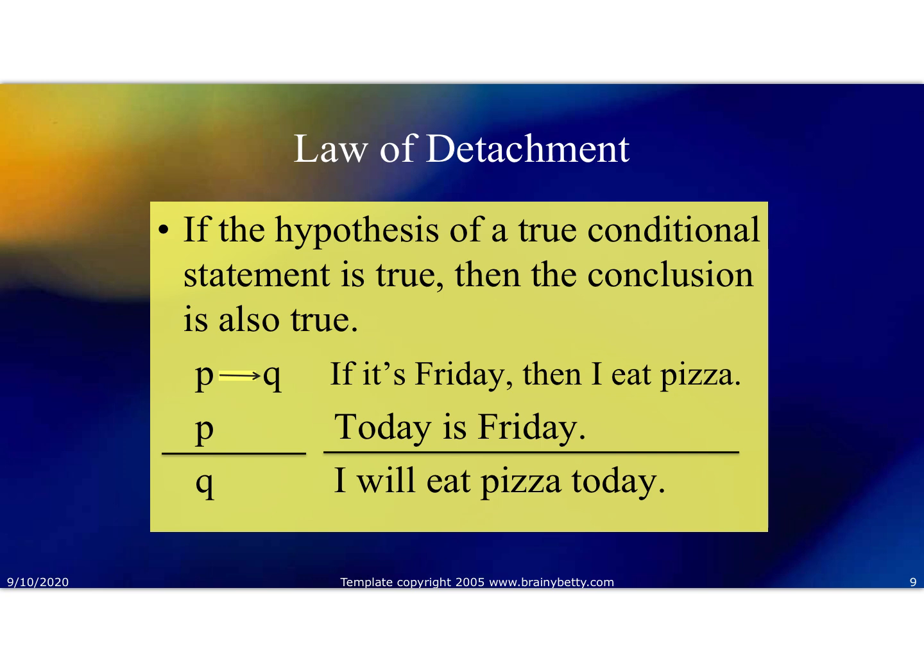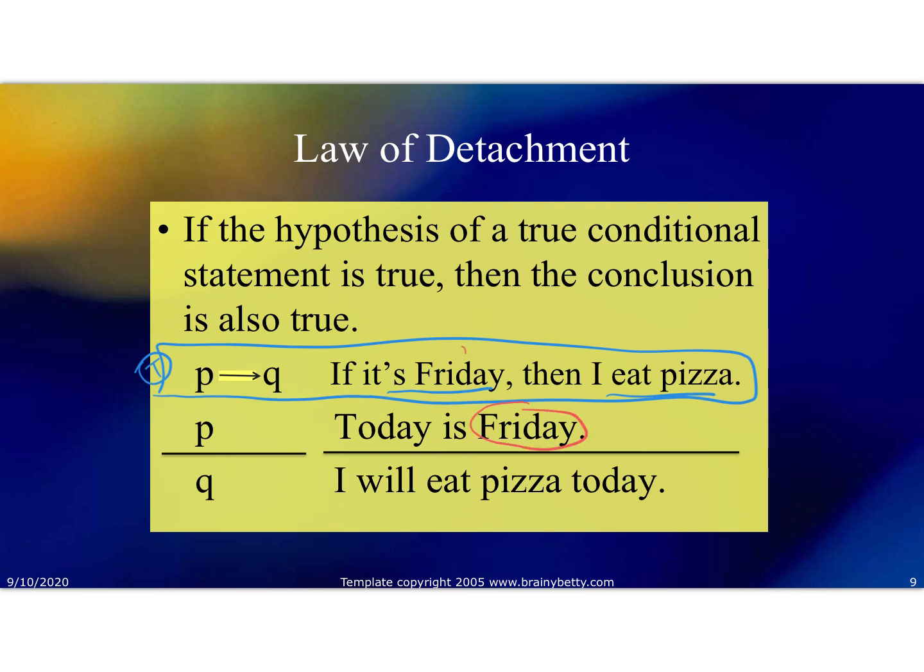The law of detachment basically says that if the hypothesis of a true conditional statement is true, then the conclusion is also true. So basically what's happening is you're given this first statement: if it is Friday, then I eat pizza. My hypothesis is if it's Friday, my conclusion is I eat pizza, and I'm told that this is a true statement, okay? This is a fact. Then, in another statement, I'm told that it is currently Friday. Basically, being Friday is the p part, or the hypothesis part, of this true statement above.